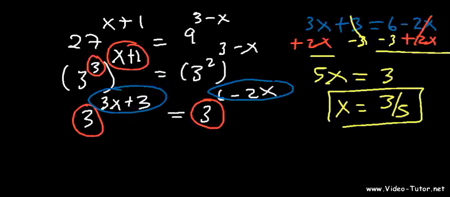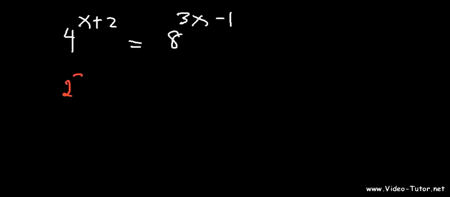Let's try a few more examples. So let's say if we have 4^(x+2) is equal to 8^(3x-1). Now, feel free to pause the video and try this problem. Go ahead and solve it, and then when you're ready, unpause it and see what the answer is. So how many 2's do we have to use to get to 4? 2 squared is 4. And how many 2's do we have to multiply to get to 8? We need 3. 2 to the third power is 8.